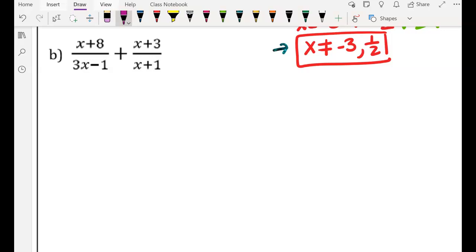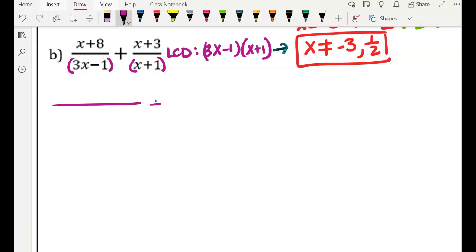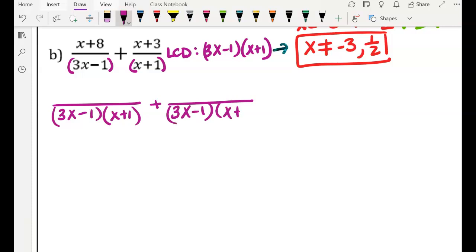Okay, so example B says x plus 8 divided by 3x minus 1 plus x plus 3 divided by x plus 1. So as you can see, the denominators are not factorable, so we are just going to go straight to the LCD. Since this is a binomial and this is a binomial, and there's only one from each, in essence, your LCD will include both binomials, both factors. So again, just like what we wrote down, write the LCD again for both fractions: 3x minus 1 times x plus 1, just like that.